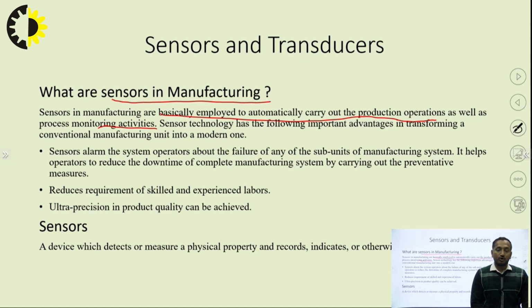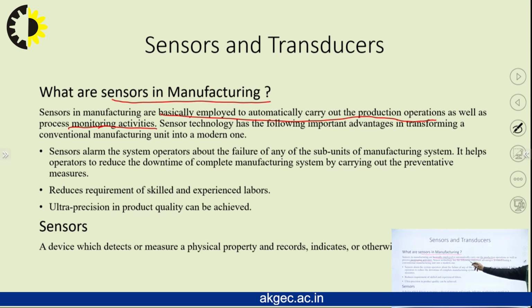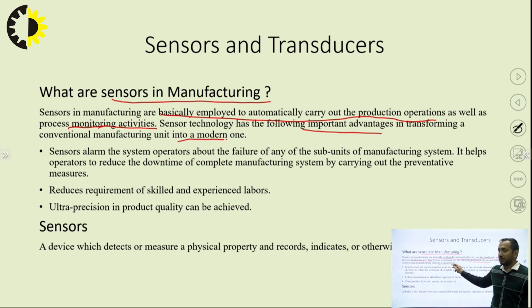For example, in a pick and place robot, sensors are mounted to see whether the object has been grasped in the right position or not, or whether the object is in the close vicinity or not. So these sensors are used in industries for various applications, like process monitoring applications, and have the following important advantages to transform conventional machining into a modern one. So this is what mechatronics is all about. We are integrating different mechanical equipment with electronic equipment to enhance our production and our production line.